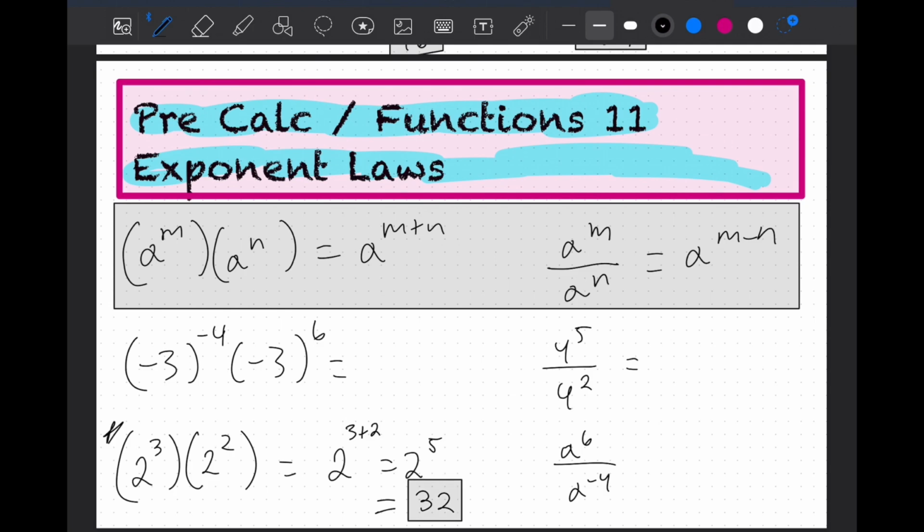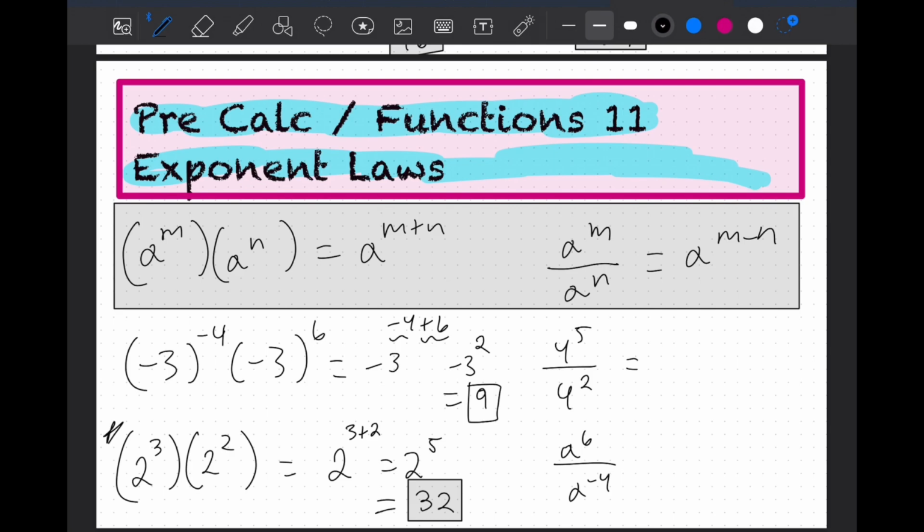And then for this one, let's do this one because it's also multiplication. The base is the same, so it'd be minus 3, and then you do minus 4 plus 6, which is the same thing as plus 2. So this would become minus 3 to the 2, because it's plus 6 and then minus 4, so that would just be equal to plus 9.